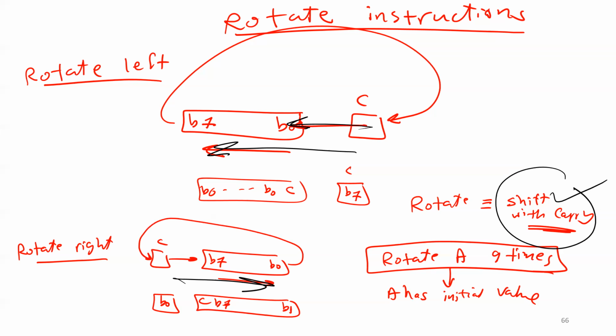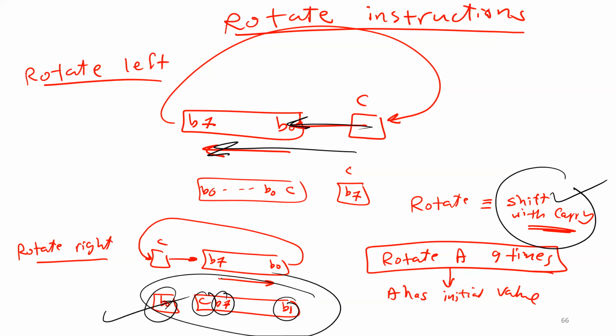So the carry is going to come here in bit number 7. Bit number 0 is going to come back. After you shift, it should look something like here. After you rotate, it looks something like this one. Carry is here, bit 7 is here until bit 1, and then bit 0 should be here. Okay.